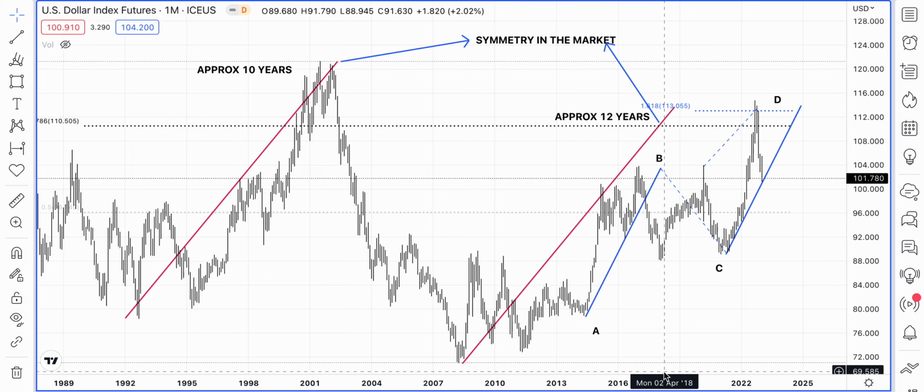Today we are going to take a look at US dollar from a long-term perspective. What is the dollar likely to do? Has it topped? Whether it is just a pullback? We are going to take a look at a monthly chart, a really long-term view, and we are going to identify key market symmetry in this market.